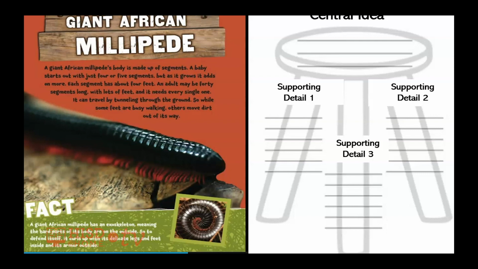A giant African millipede's body is made up of segments. A baby starts out with just 4 or 5 segments, but as it grows, it adds on more. Each segment has about 4 feet. An adult may be 40 segments long with lots of feet, and it needs every single one. It can travel by tunneling through the ground. So, while some feet are busy walking, others move dirt out of its way.